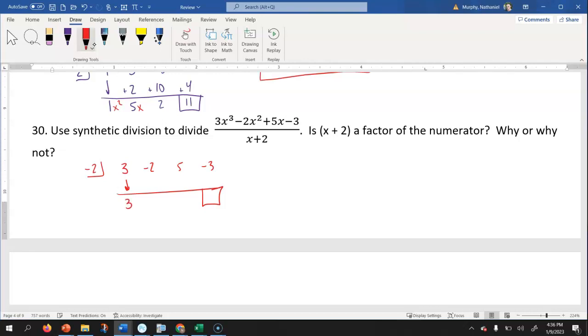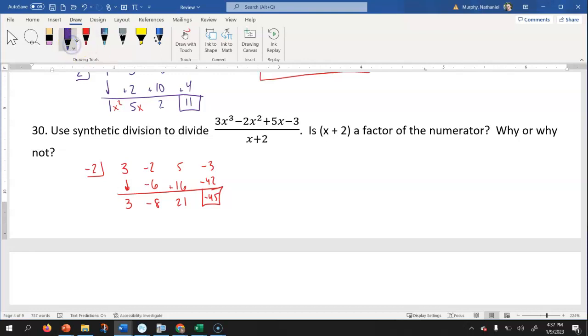Bring down the 3. Negative 2 times 3 is negative 6. Add those together. Negative 2 plus negative 6 is negative 8. Multiply. Negative 2 times negative 8 is 16. Add those together. We get 21. Multiply. Negative 2 times 21 is negative 42. And then we add, and we get negative 45.